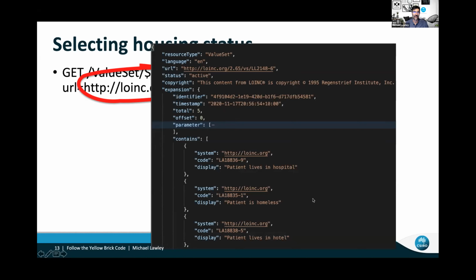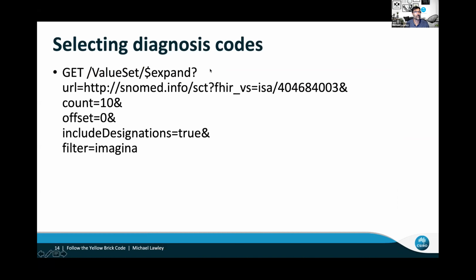LOINC in particular has a large number of these implicit value sets. And so we get the expansion coming back. It's the usual form, and Dr. Oz is able to select the appropriate code.